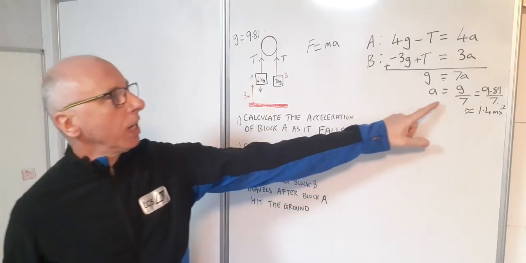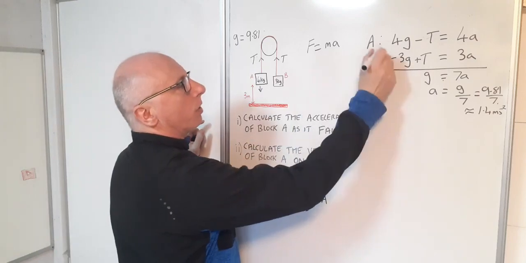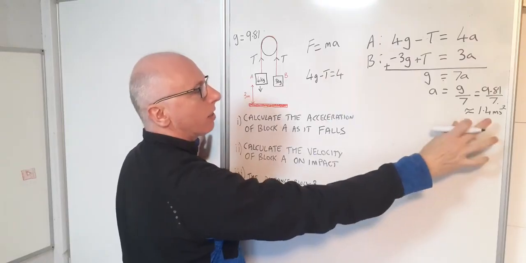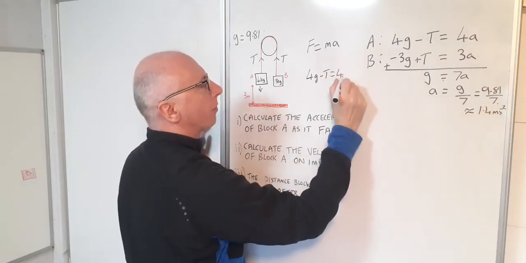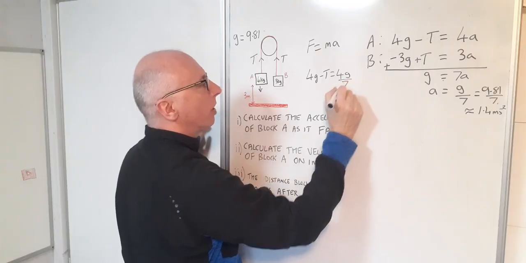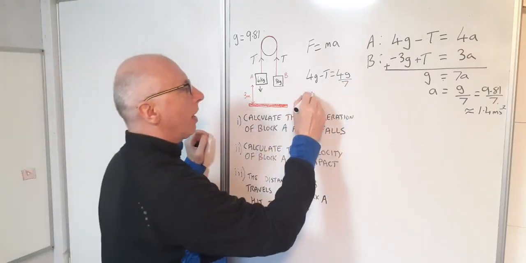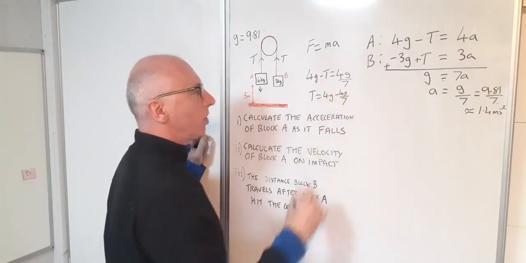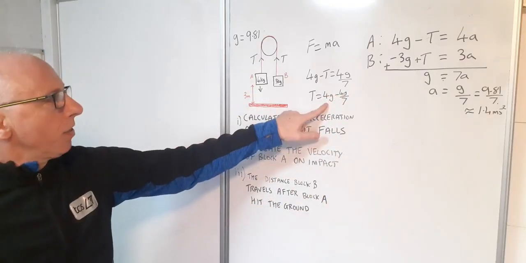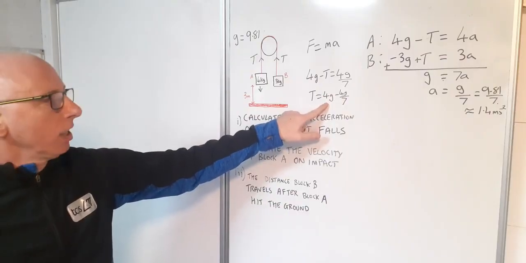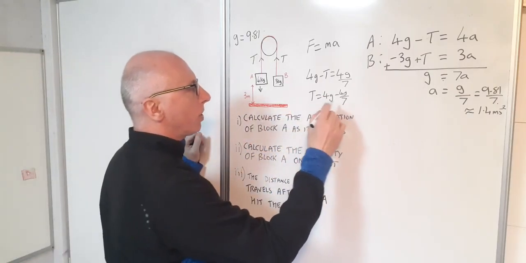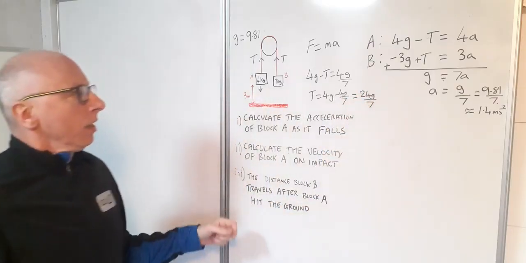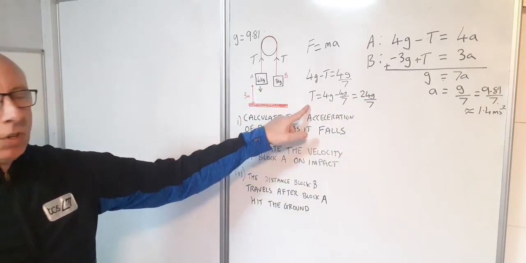Now from that we could find the tension if we wanted. So we could do 4g minus T equals 4a. In this case our a is now g over 7. So 4g over 7. And then solve for T. And then T would equal 4g minus 4g over 7, which would give me 3 3/7 g, which would be 24g over 7. So that will be the tension in our string.